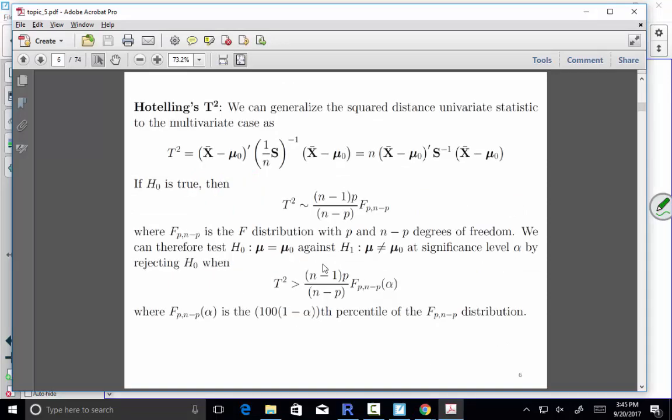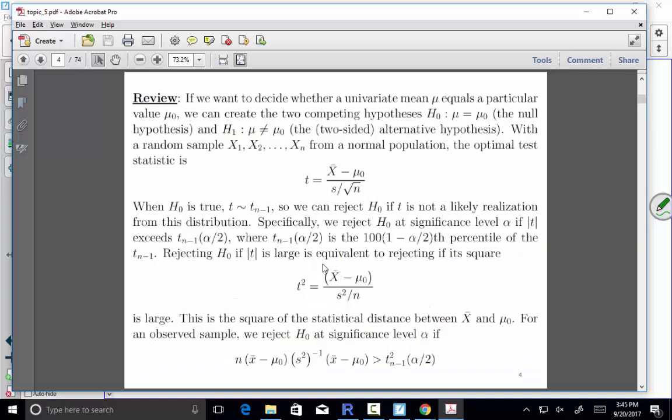Okay, so now we're ready for Hotelling's t-squared. And the easiest way to go from the previous slide to this slide is actually to start with slide 4. The bottom of slide 4, I mentioned this a moment ago, is just another way of writing the t statistic squared.